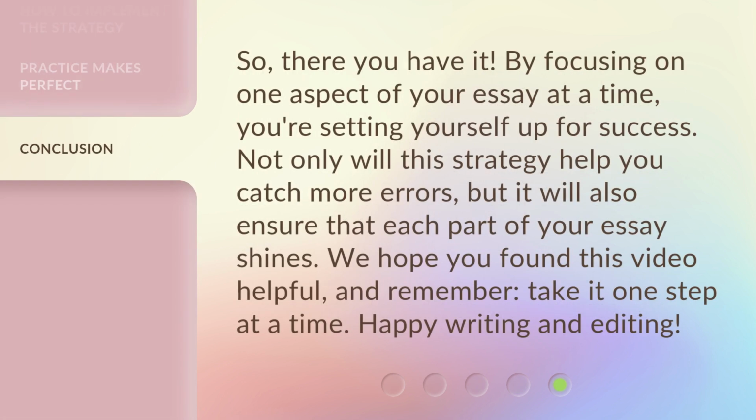So, there you have it. By focusing on one aspect of your essay at a time, you're setting yourself up for success. Not only will this strategy help you catch more errors, but it will also ensure that each part of your essay shines.